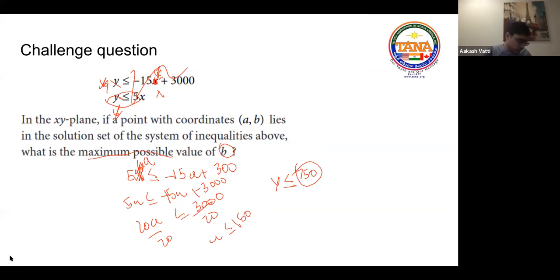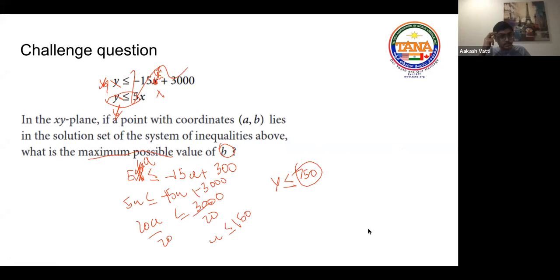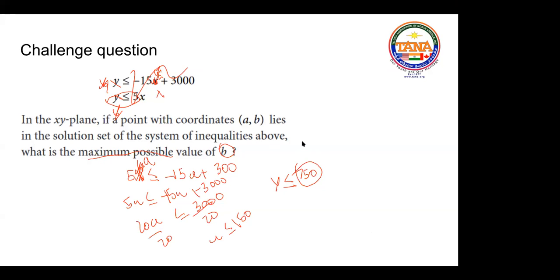Any questions? I guess it is a little bit of a challenge question because if you don't immediately understand that you're trying to go for the maximum possible value of B, you can get confused and get this question wrong. I got X equals 750. Yes, that is the answer. No, it's B. B is 750. That is the answer.